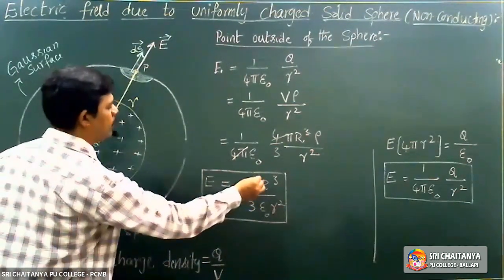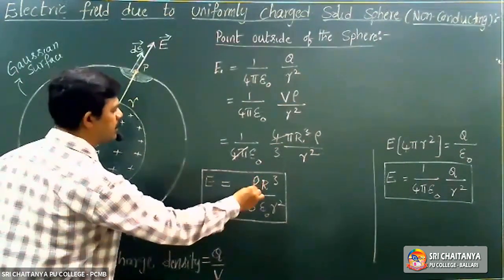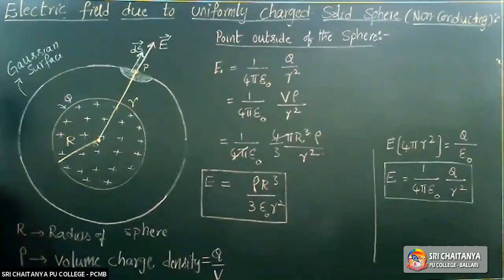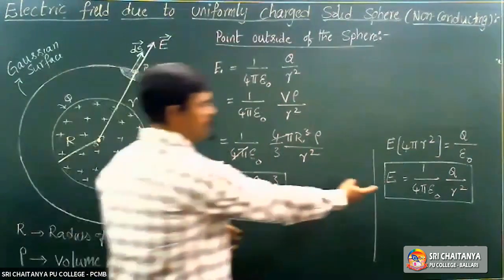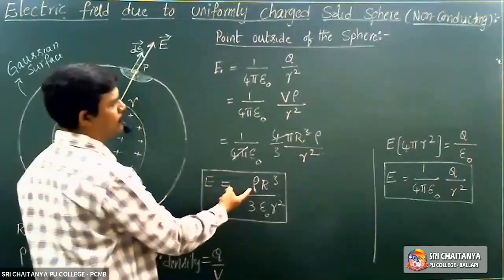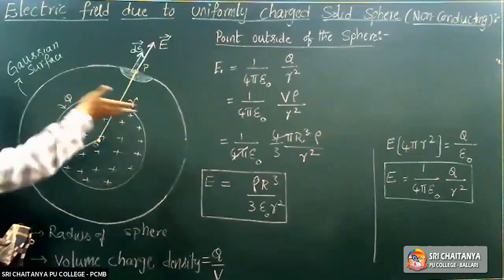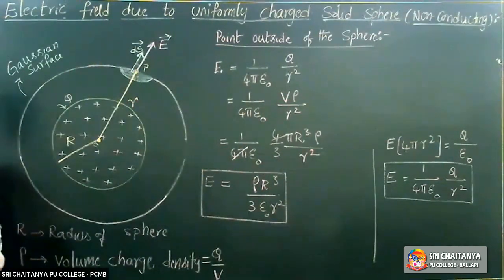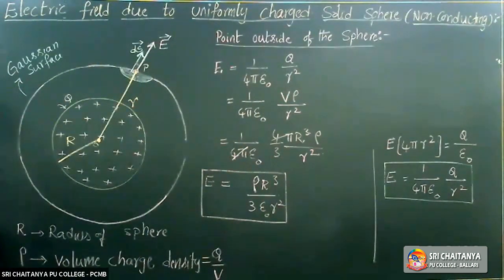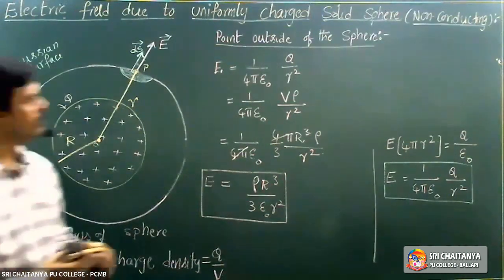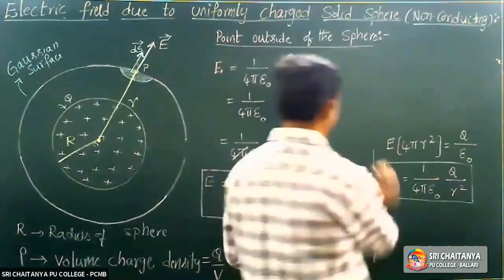This is an expression for E at an outside point in terms of rho. Rho means volume charge density, right? Simple. You remember this formula. If they ask it in terms of rho, in place of volume you substitute the volume of this sphere when the point is outside. Come on, note down. Then we move on to next.